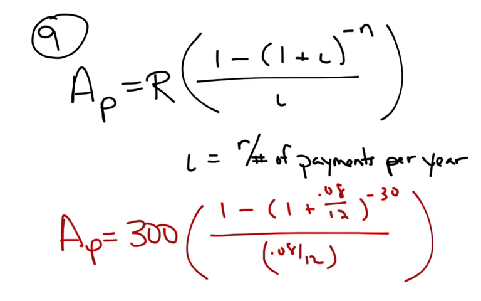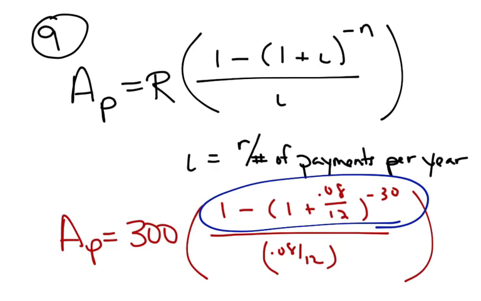Now, this is where this problem gets tricky. What I would do is, I would first in my calculator evaluate the numerator, get an answer. Take that answer and divide it by the denominator, putting that in parentheses. Then I would multiply by 300 to get the answer.